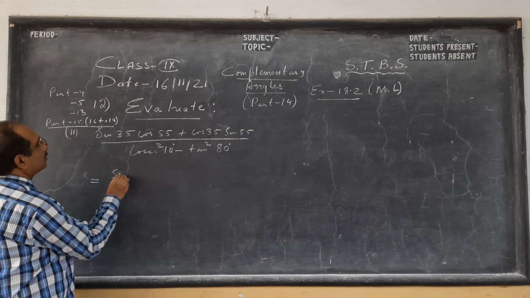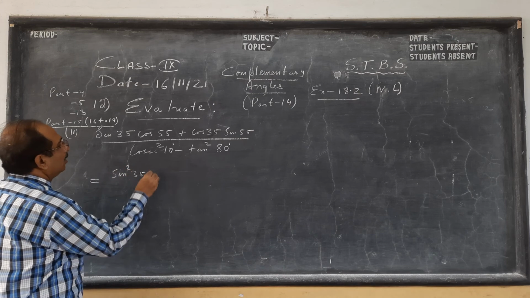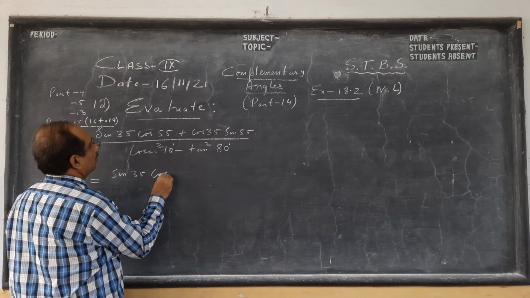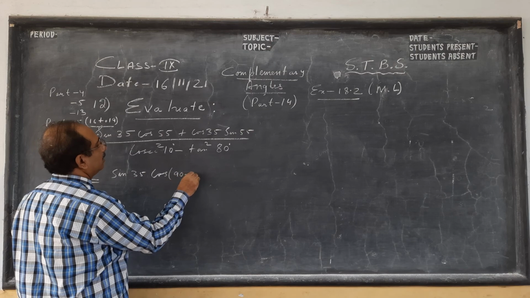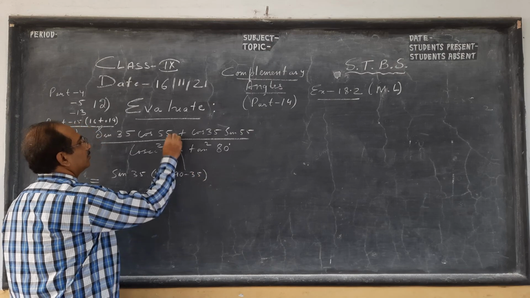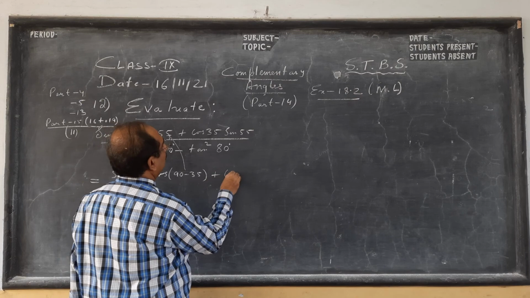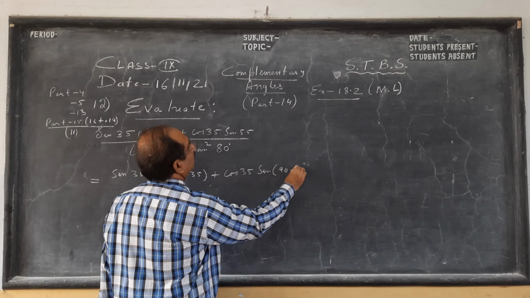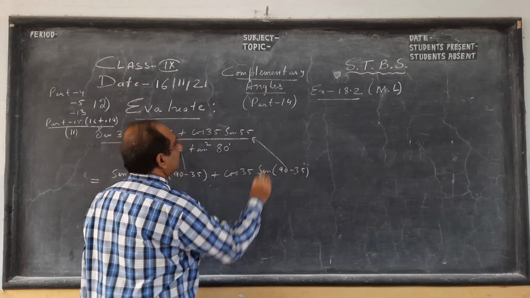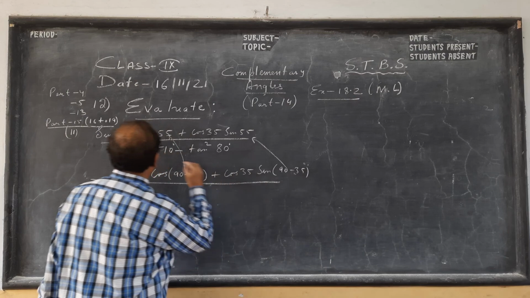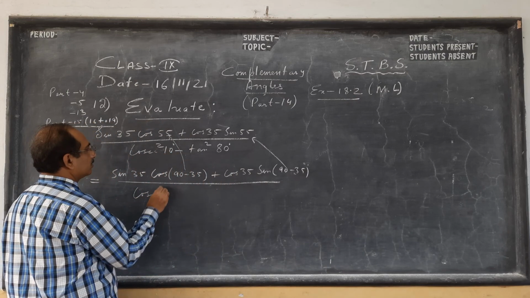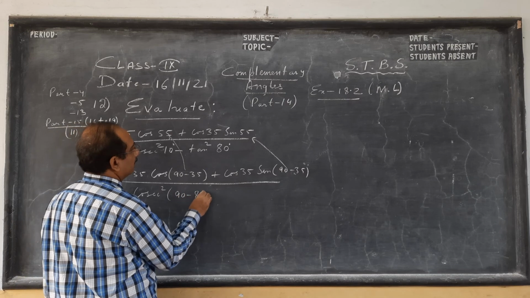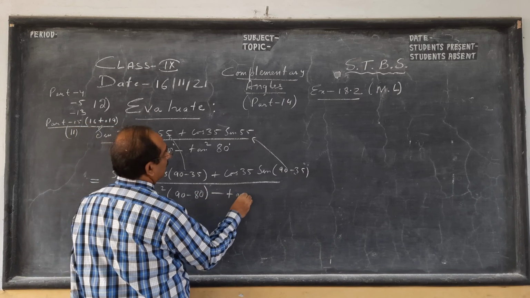So what we do, sine square 35, let it be cos, sorry, square is not there, cos 55, I can write 90 minus 35. 90 minus 35 gives you 55. Same way children, cos 35, sine 55, I can write it as 90 minus 35, which gives you 55. Down, cosec square 10, I can write it as cosec square 90 minus 80. And tan, I leave it like that.